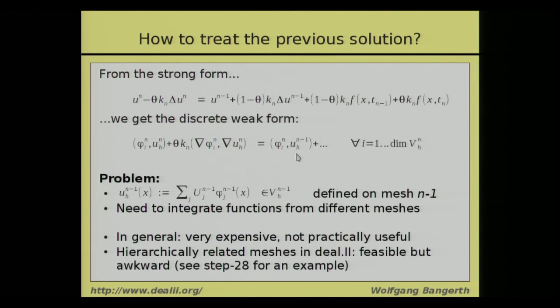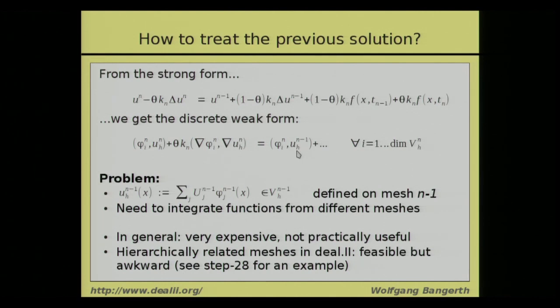And let me look at this term a little bit more closely. So if I take the solution u n minus 1 h here, we have defined this as follows, right? That it is the sum over j of the expansion coefficients at time n minus 1 times the shape functions at time n minus 1. And so if you look at this closely, essentially what this means is that over here I have to integrate a product between a function that is defined on one mesh at time t n times a function that is defined on a different mesh at time t n minus 1.